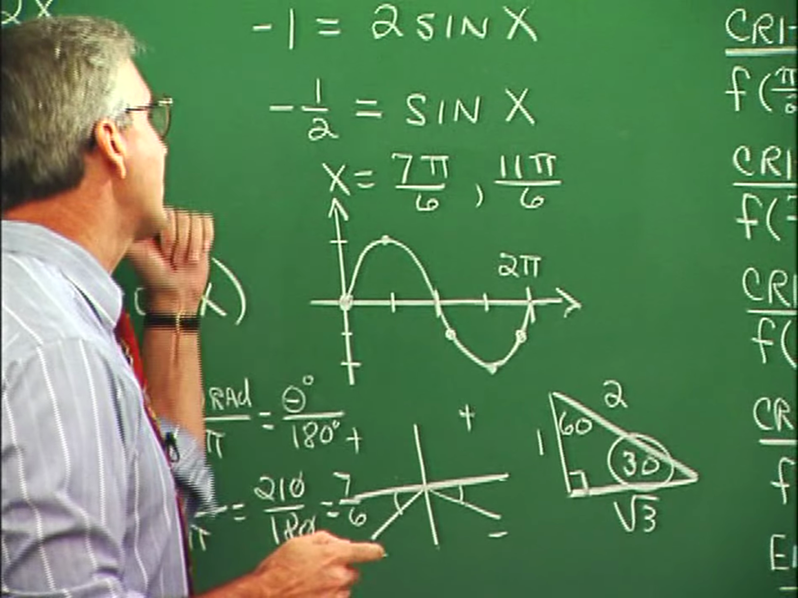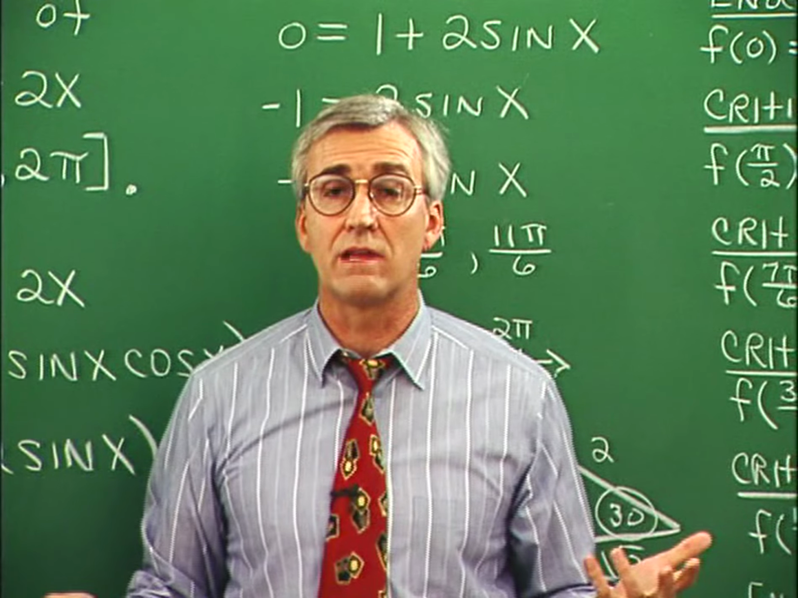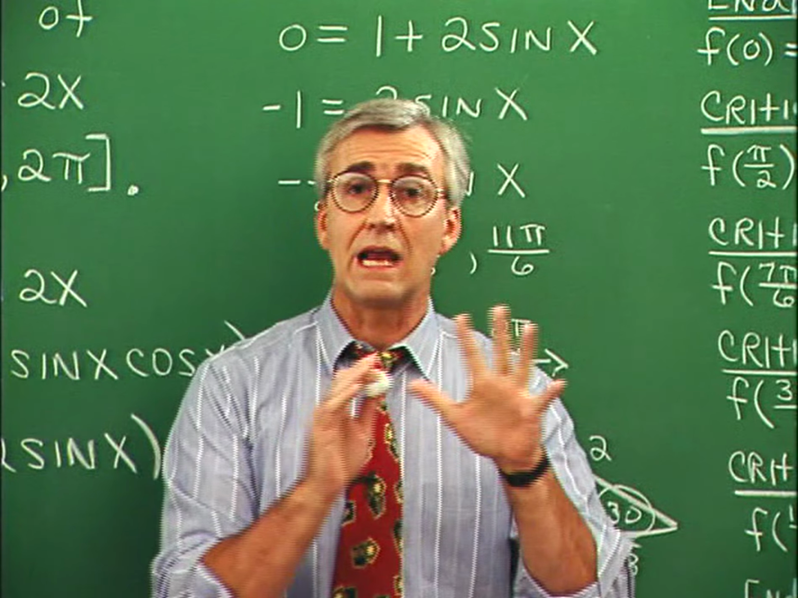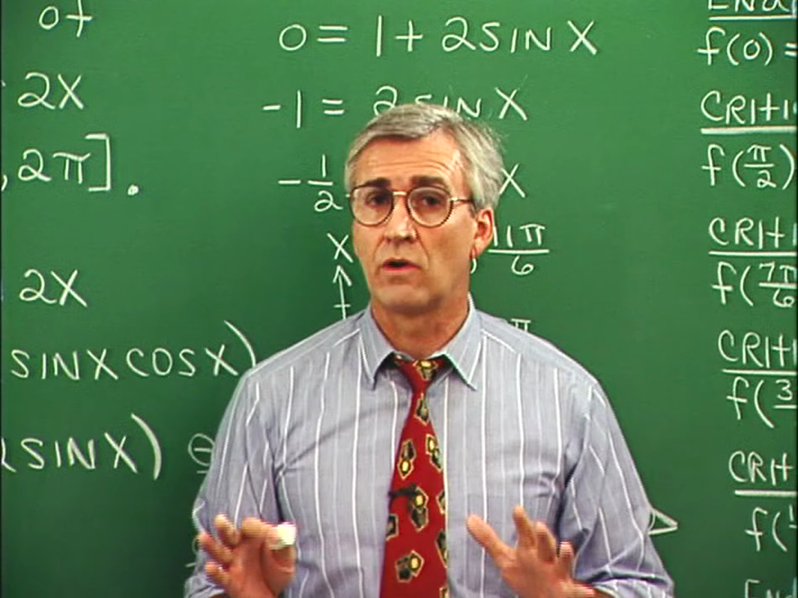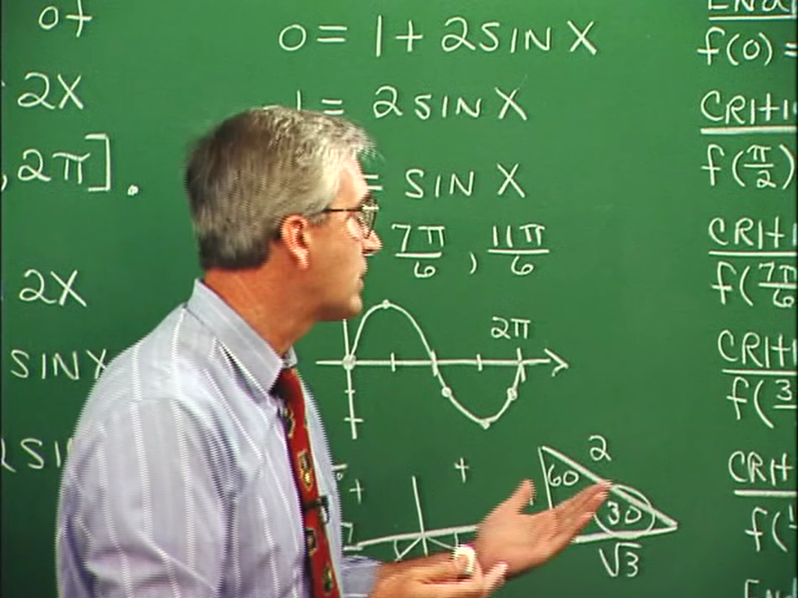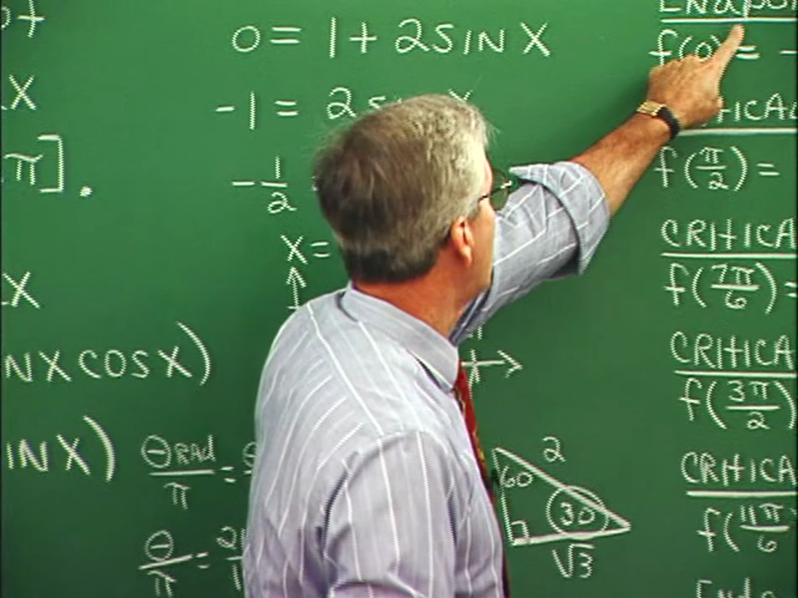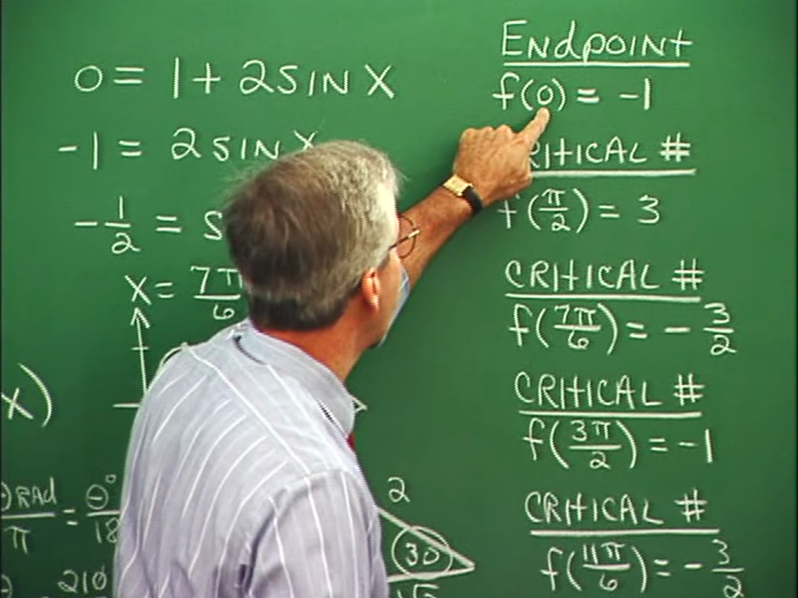These are 2 of them. We found 2 of them a little earlier, plus we have the endpoints. Now we have to find f of the endpoints and f of the critical points. So we'll go over to the side and do that. Here's our left endpoint, which was at 0.